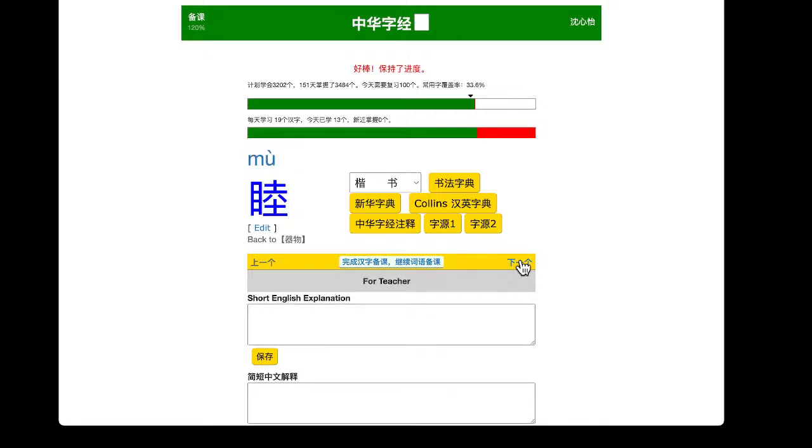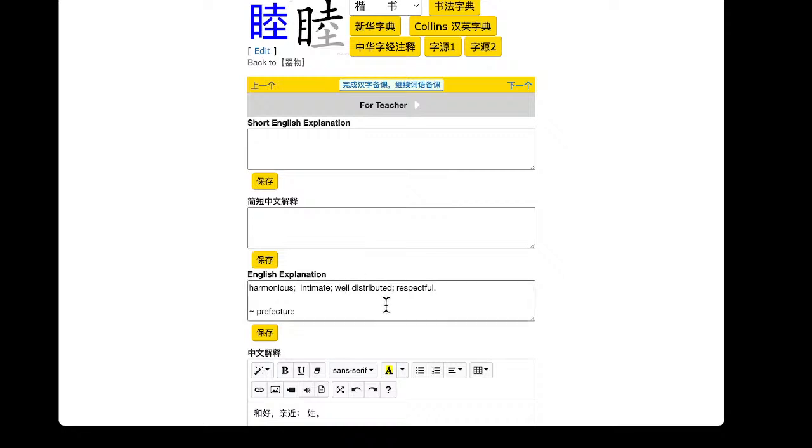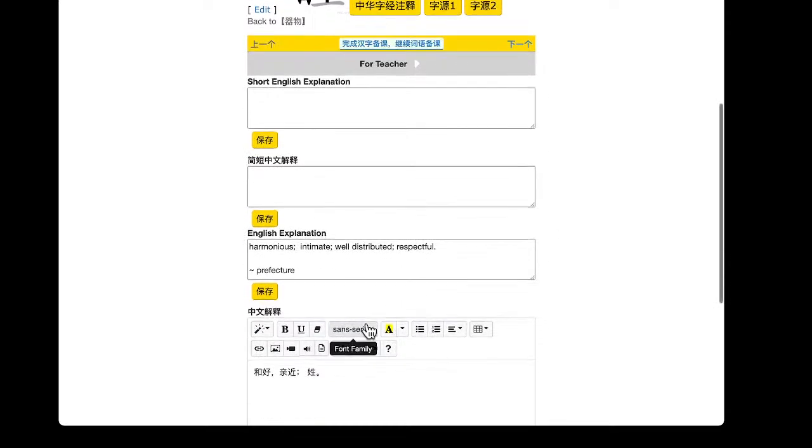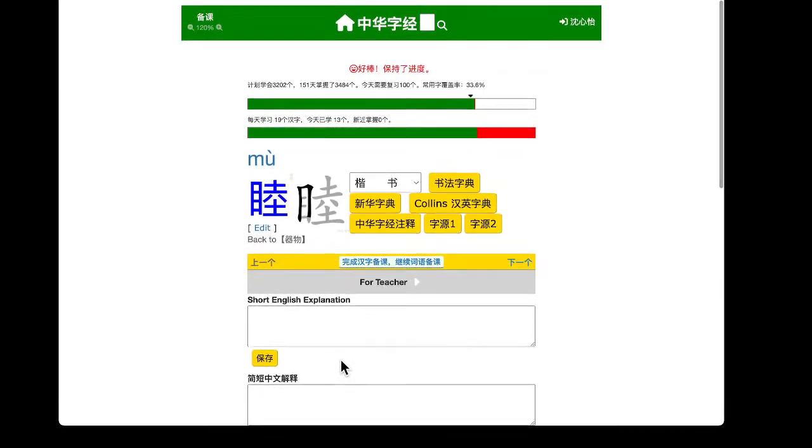Next one, mu. Mu means harmonious, intimate. Words should be respectful. So basically it means very nice, harmonious, and has respect from other people, a very intimate relationship. So that's what this character means. The common words are 和睦, 睦邻, 和睦. 和睦 is harmonious, have peace with people. Okay, 睦. Let's take a look at that character.